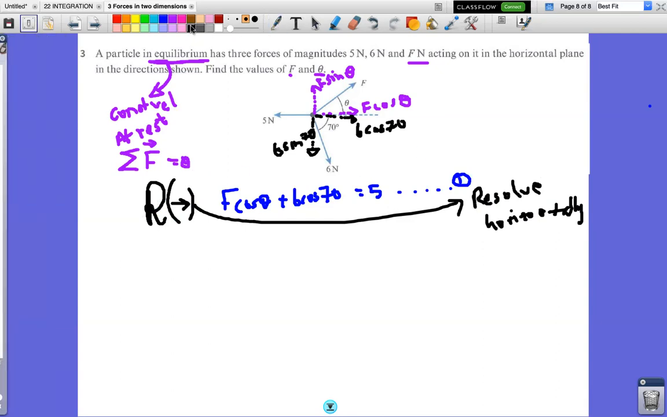And then secondly, we can resolve vertically. Apply Newton's second law vertically. We'll have sum of forces upward should be equal to sum of forces downward. So F sine theta should be equal to 6 sine 70. This gives you equation 2. You can solve equation 1 and equation 2 to look for F and theta.